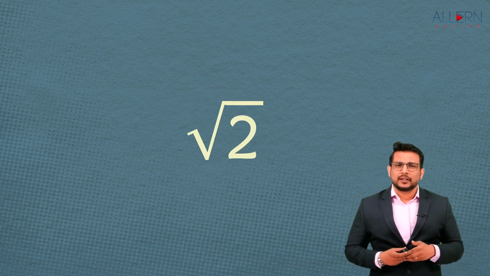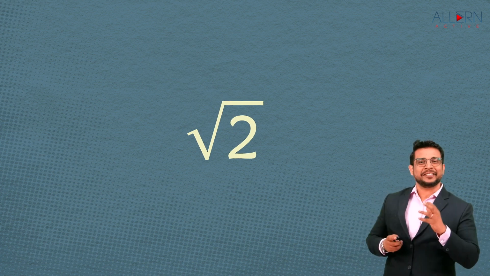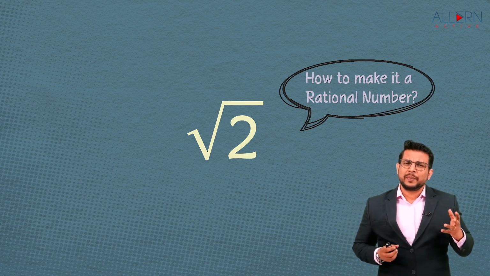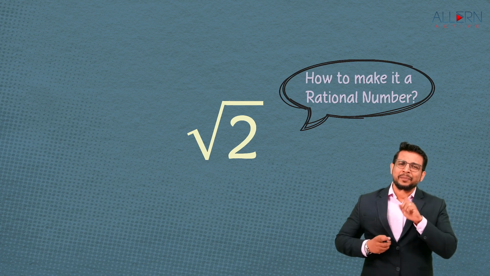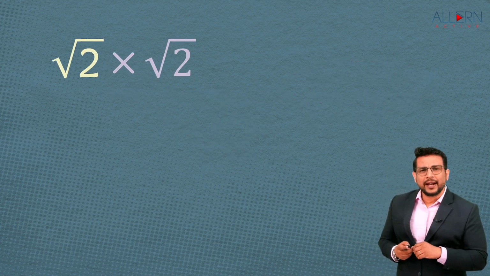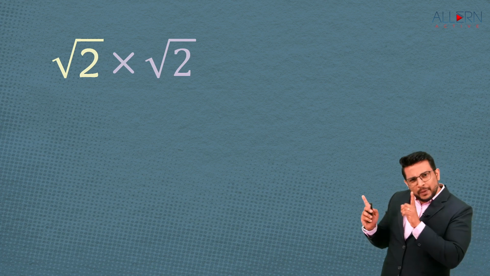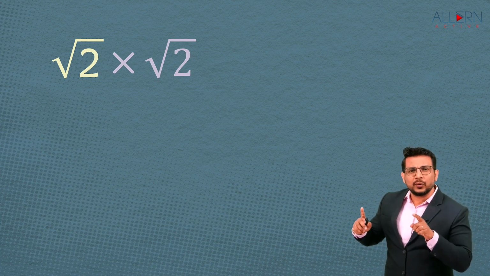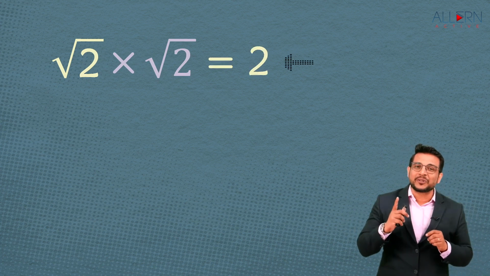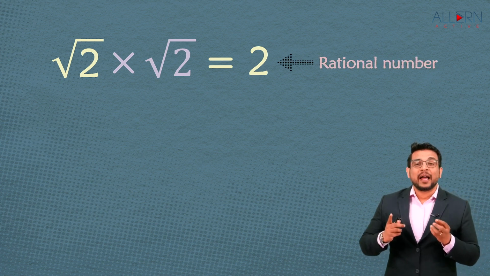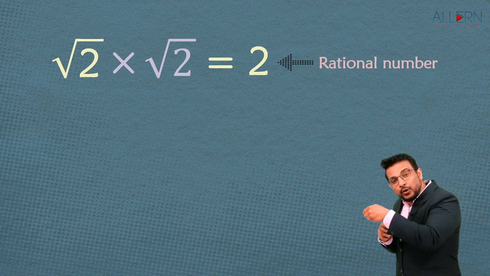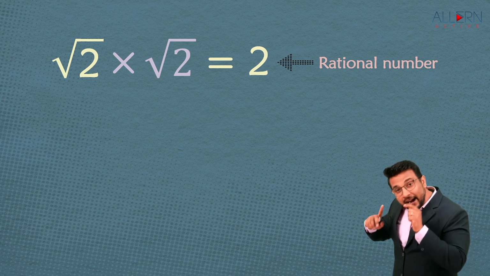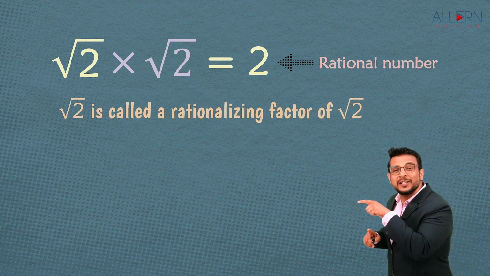So I give you a monomial surd. Now this is root 2. Is that a monomial surd? Yes, it is. We know that. The question is how to make it rational. It's very simple. If I multiply root 2 with root 2, what do we get? I'm multiplying the same irrational number. Root 2 into root 2 is nothing but 2. Wow, we got 2. This is rational. That means by multiplying root 2 with root 2, we have made it rational. That means we can say the rationalizing factor for root 2 is nothing but root 2.